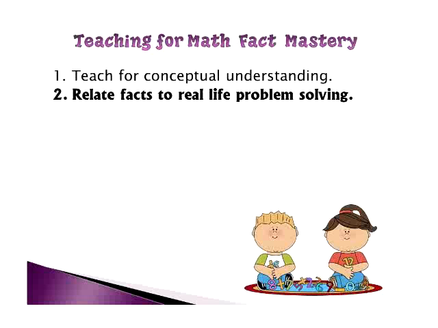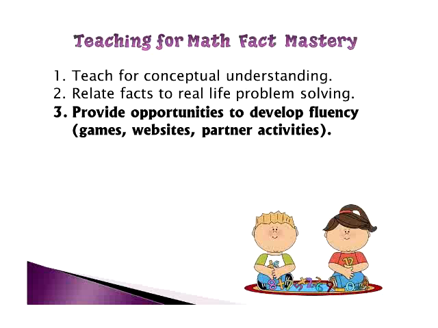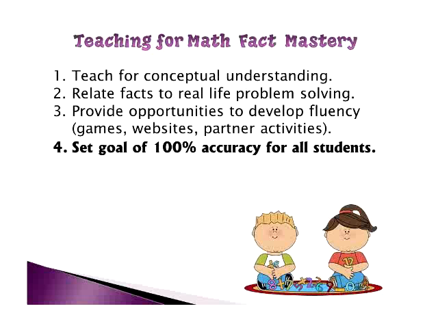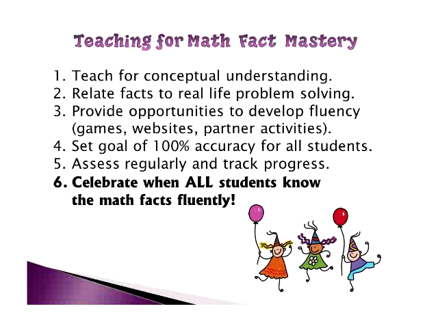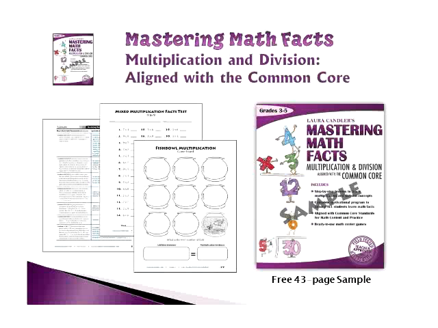And I'm going to be developing all these out later, but I'm just going to give you a quick run through. The next thing is to relate those facts to real-life problem solving. The third step is to provide lots of opportunities to develop fluency, like games, websites, partner activities. This is really key, this fourth step, and I'll be talking about this in quite a bit of detail later. Set a goal of 100% accuracy for all students, that all students will learn their times tables this year. Assess regularly and track progress. And then the last key element is to plan some kind of a celebration when all students know those math facts fluently. Now let's break this down and see what each step involves.